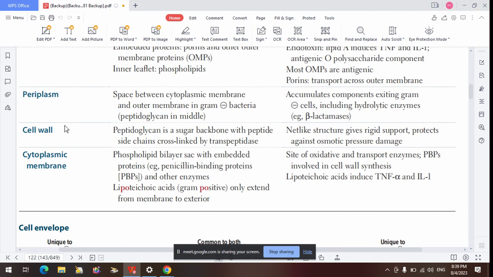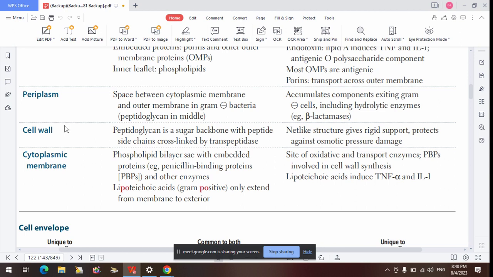The cell wall of gram-positive is very thick, while the cell wall of gram-negative is not thick, it's very thin. And that explains their differences in terms of gram staining. We are going to talk about it. So don't forget, the cell wall of gram-positive is thick. It has a thick peptidoglycan cell wall. The cell wall of gram-negative is thin, because the peptidoglycan component there is very little.